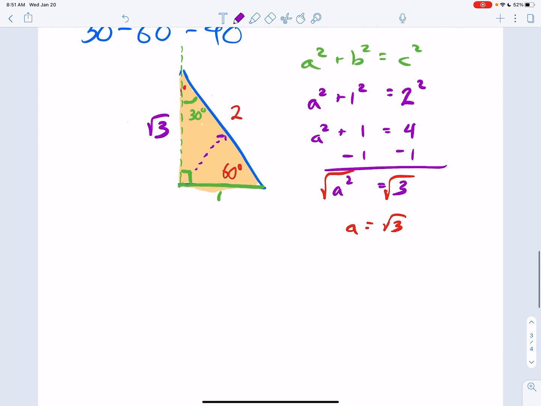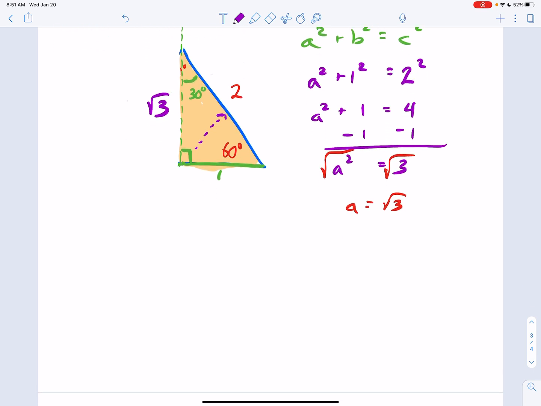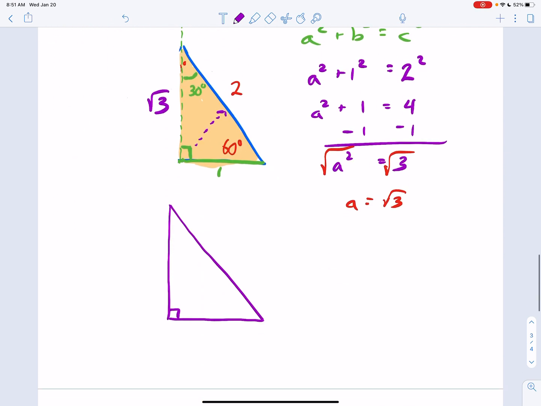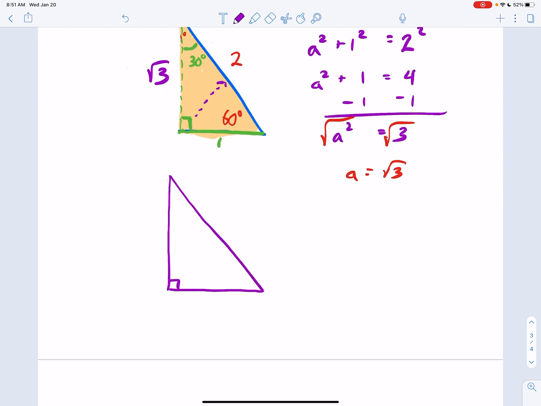So what I want you to draw here is this. Okay? And the reason why this is a little bit tricky is because you now actually have to focus on the angles. Because in the 45, 45, 90, both of those angles were the same, so we didn't have to really focus on it. But here, the angles are important. Okay? Here's how you guys remember it.